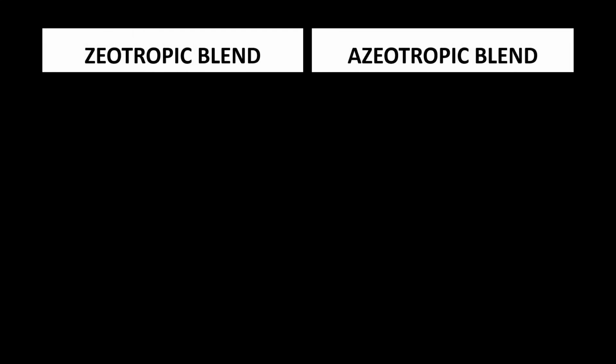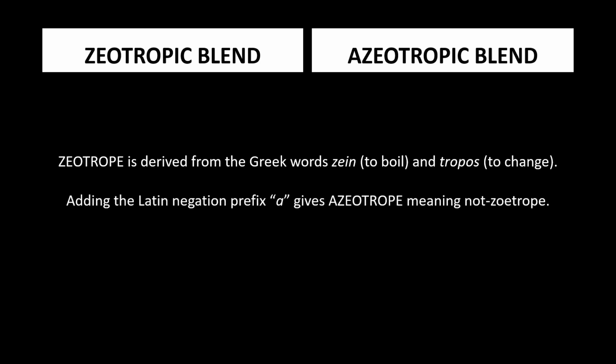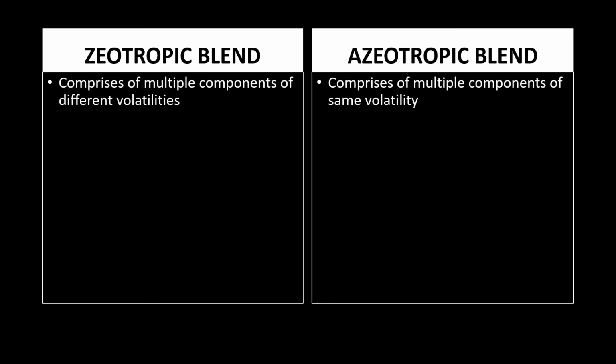Blends are refrigerants consisting of a mixture of two or more different chemical compounds, which are often used individually as refrigerants for other applications. Blends are of two types, zeotropic blend and azeotropic blend. The word zeotrope is derived from Greek words zen and tropos, meaning something which changes as it boils. Adding a Latin negation prefix a gives azeotrope, meaning not zeotrope. Zeotropic blends comprise of multiple components of different volatility, but azeotropic blends comprise of multiple components of the same volatility.